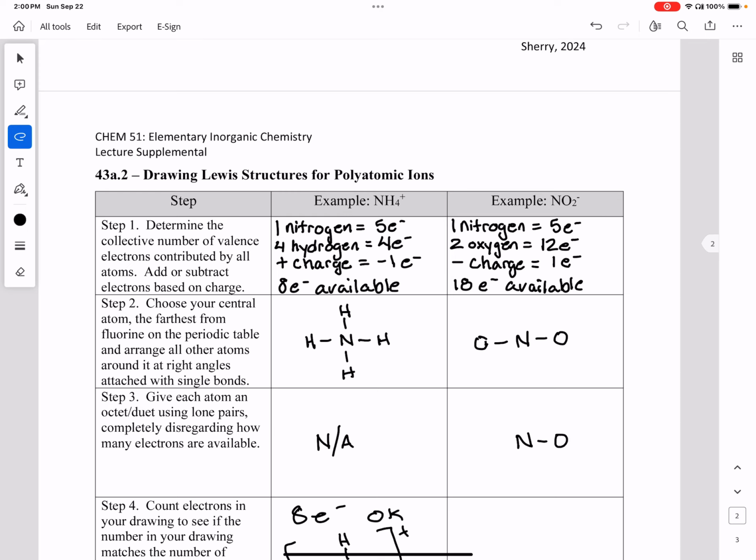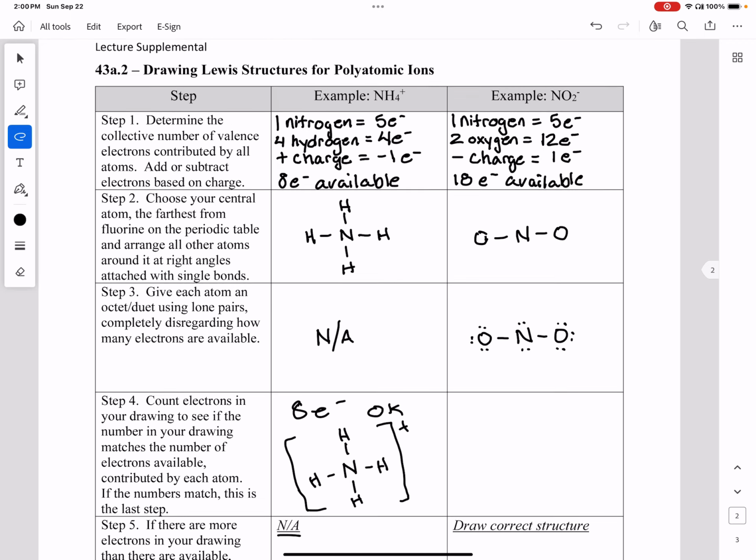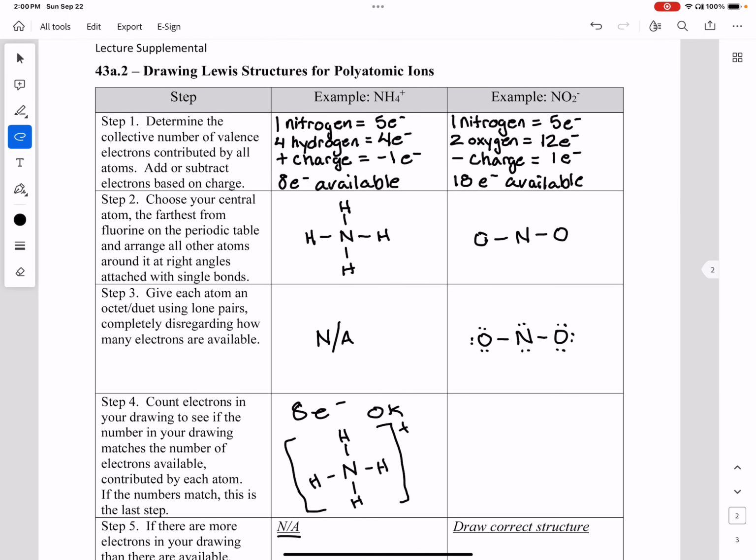So let's draw this again, but with the lone pairs that we need. So each oxygen will need 3 lone pairs. This nitrogen will need 2 lone pairs. Okay, let's count up our electrons. We have 2, 4, 6, 8 around the oxygen, 2, 4, 6, 8 around the other oxygen. That makes 16, and then 18, 20 electrons. So that's 2 more electrons than we want.